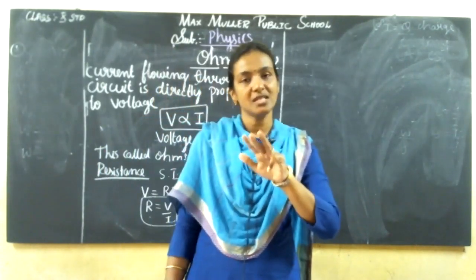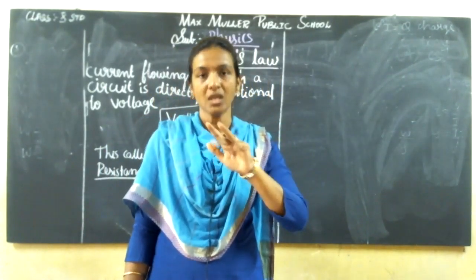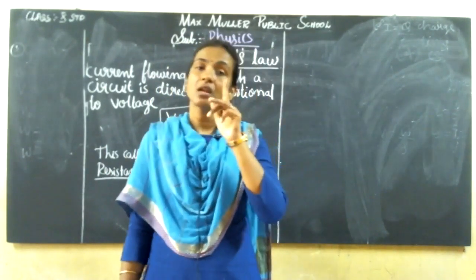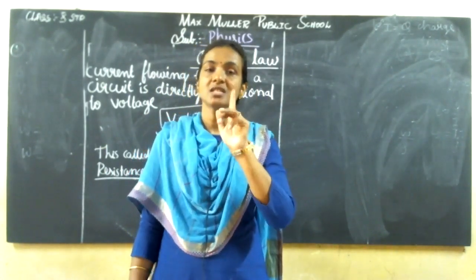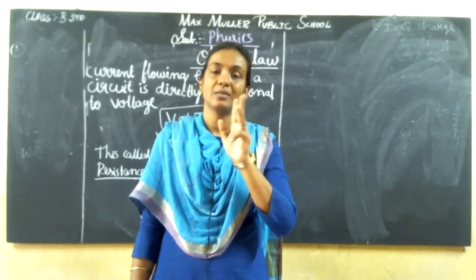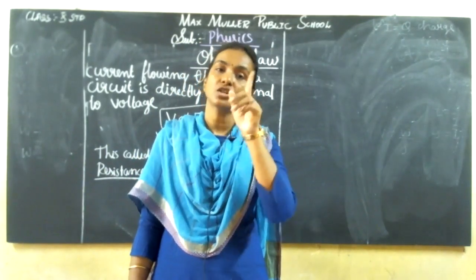The next one: what is 1 ampere? 1 ampere means 1 coulomb of charge passing through in 1 second. That is the definition of 1 ampere, where you are taking I = Q/T.